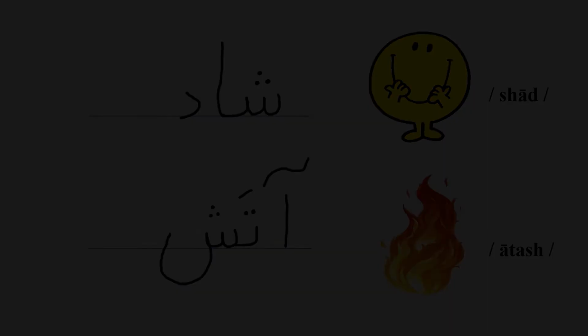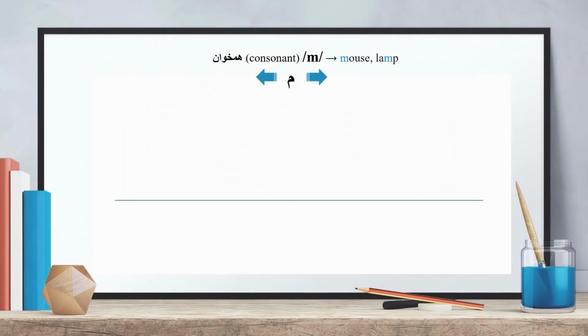So our fourth consonant for today is me, like the English words mouse or lamp. When we want to write me in the beginning or in the middle of a word, we start from here, we make a circle, and then we extend it to the left.